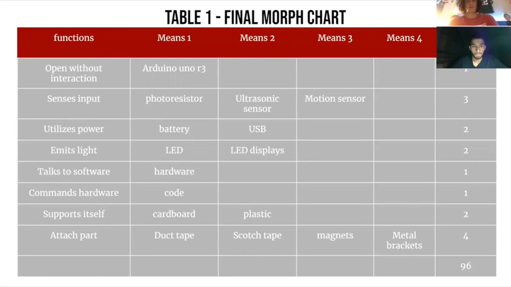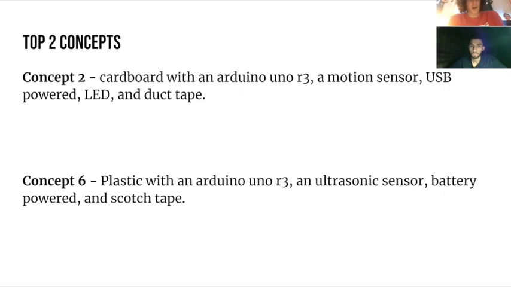And here is our final morph chart. Our first morph chart had about 115,000 different possible outcomes, and we narrowed it down to 96. From those 96 concepts, we came up with our final two. So we broke down to five, then we broke down to two. And our top two concepts, I'm going to move this.